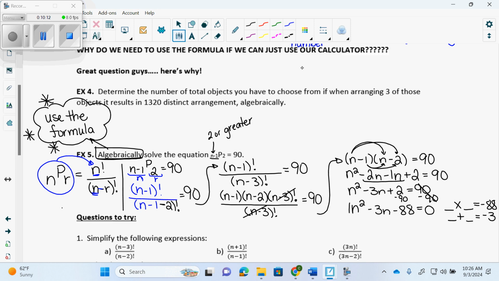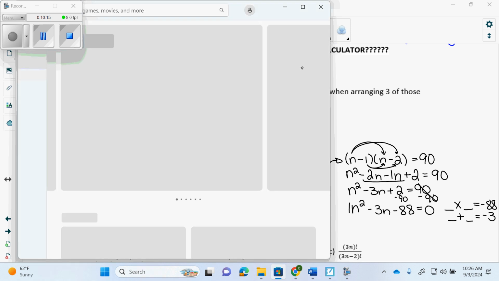So what multiplies to give me negative 88 and adds to give me negative 3? Negative 11 and 8. Yeah.